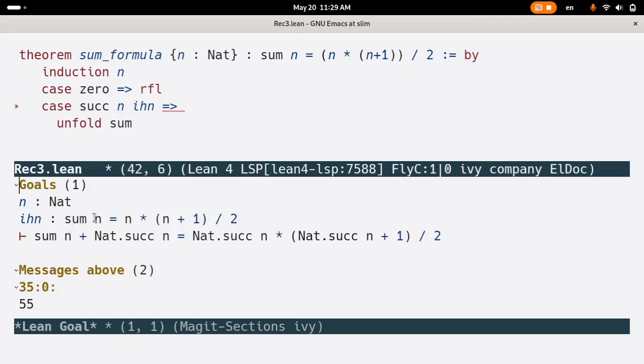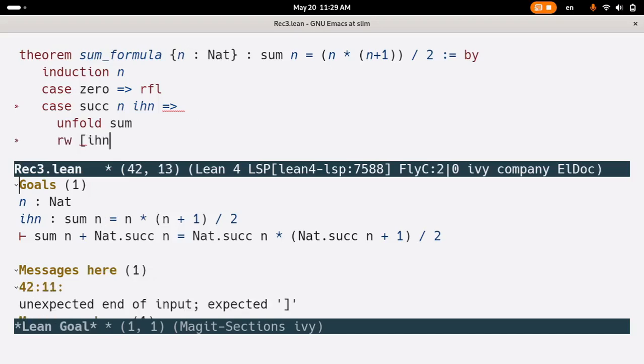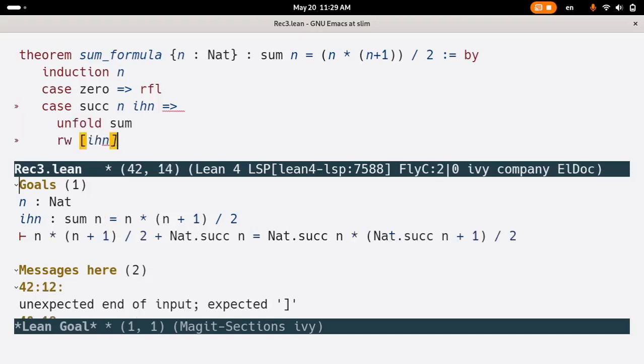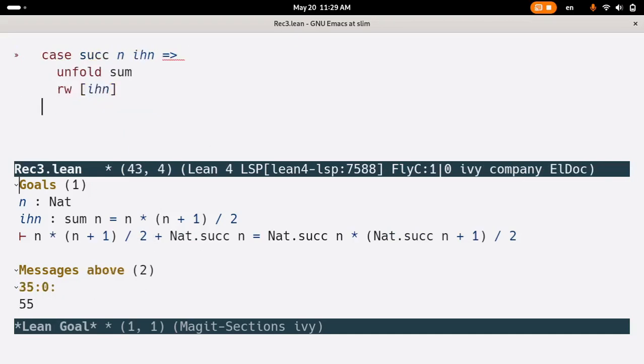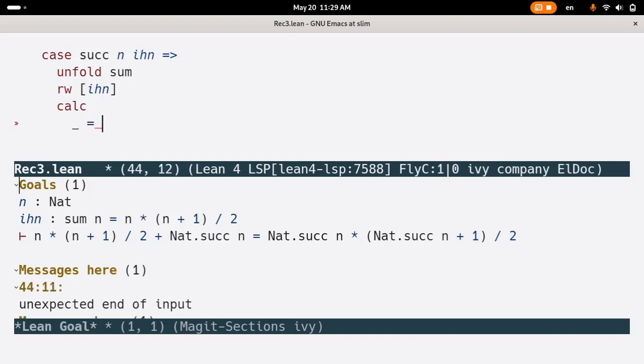We can unfold the definition of sum in the goal, and now you can see that there is a sum n in the goal as well as a sum n in the inductive hypothesis. So we can rewrite the goal using the inductive hypothesis to obtain a formula that does not involve sum in the goal. We now enter calc mode to prove a series of equalities which will allow us to conclude the theorem.